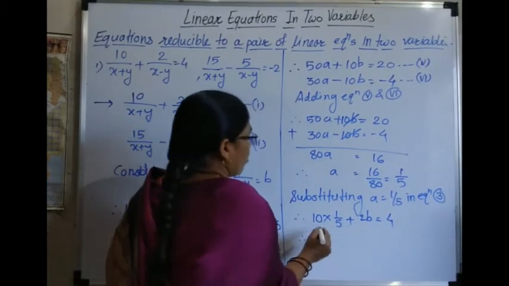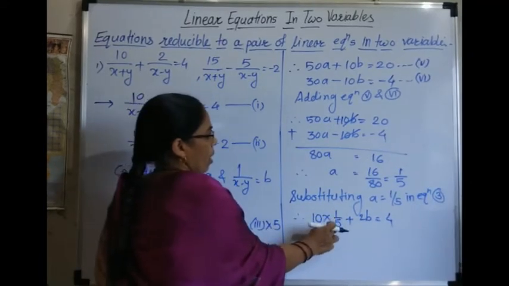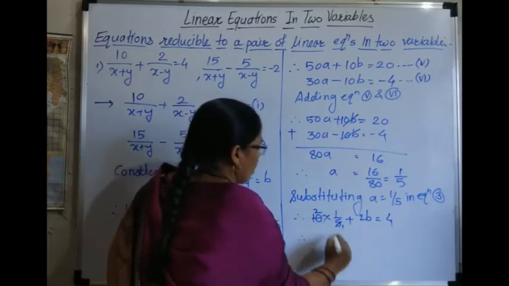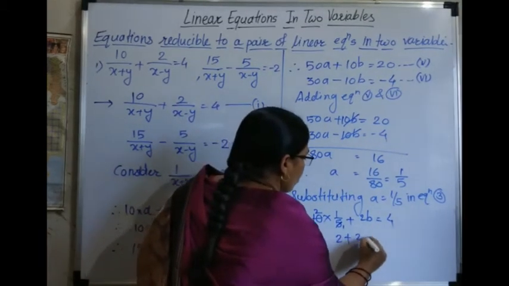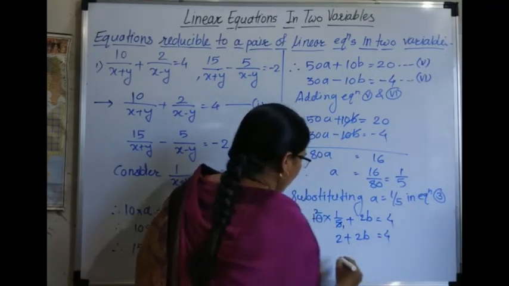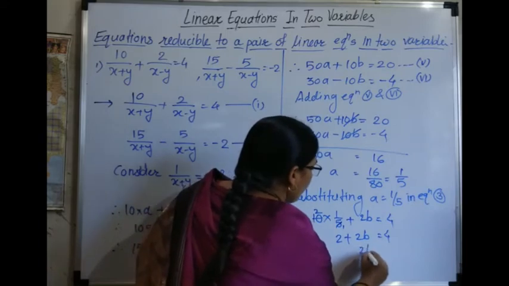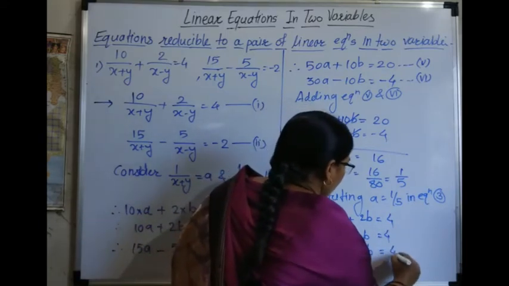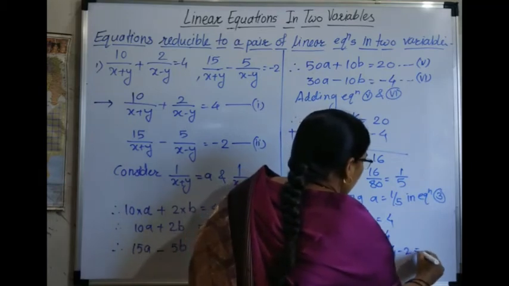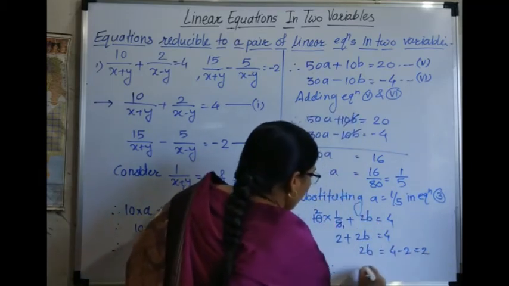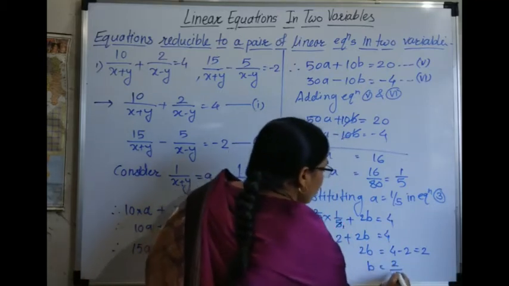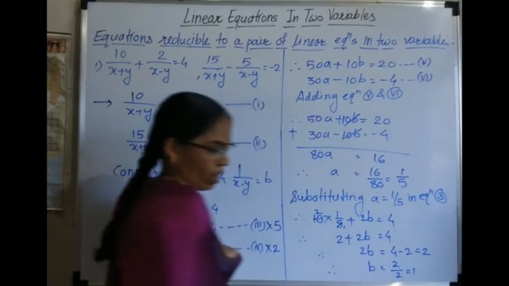Therefore, now this 10 into 1 upon 5 means 5 ones are 5, 5 twos are 10, and 2 into 1 it's 2 only, plus 2b, it is equal to 4. Therefore, 2b, this 2 we have to take to the right side of the equal to sign, 4 minus 2, which is equal to 2. Therefore, b is equal to this 2 upon this 2, which is equal to 1.